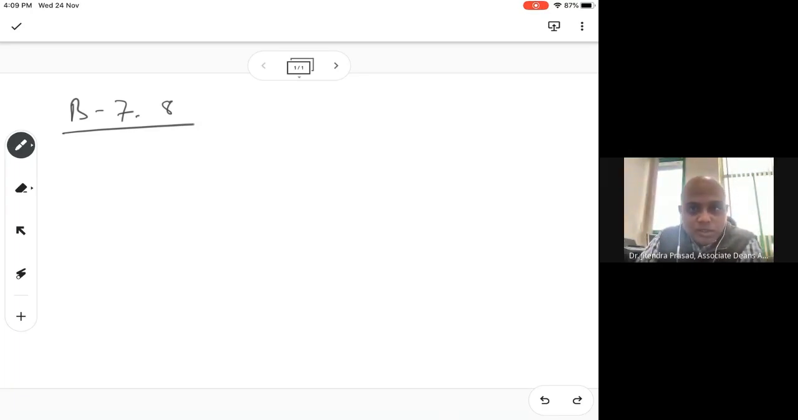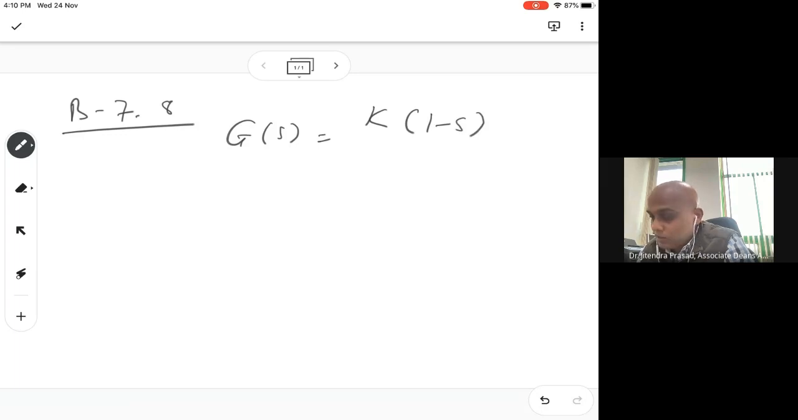The question is B7, 8. It is asking: draw a Nyquist locus for the unity feedback control system with the open loop transfer function G(s). G(s) equals K(1 - s)/(s + 1). Using the Nyquist stability criterion, determine the stability of the closed loop system.